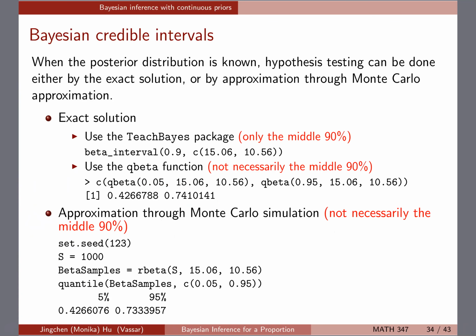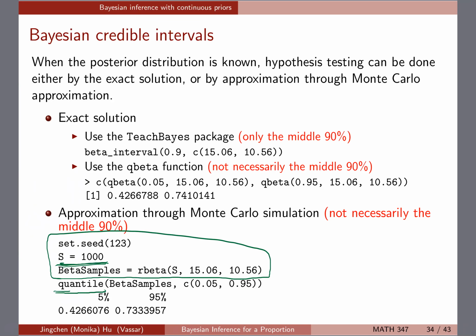Alternatively, you can do it through Monte Carlo approximation. So again, what you can do is very similar. You just set the seed and then determine how many samples you want. This is exactly what we saw before, okay? But in order to return the credible intervals, we use the function called quantile.